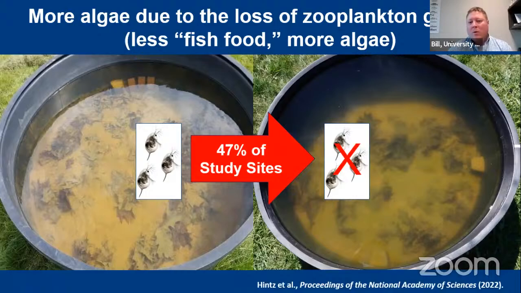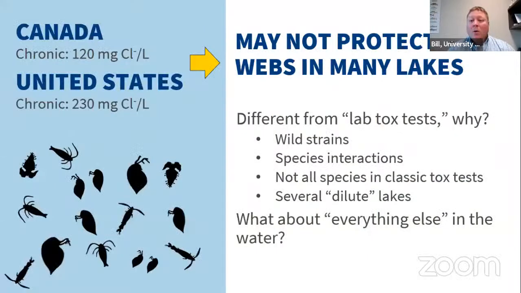We would call this, in ecology, a cascading effect. And so it becomes a question: do these thresholds really protect freshwater organisms? And I would suggest not all of them.